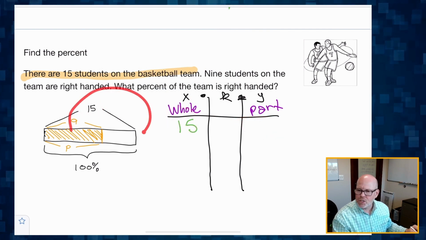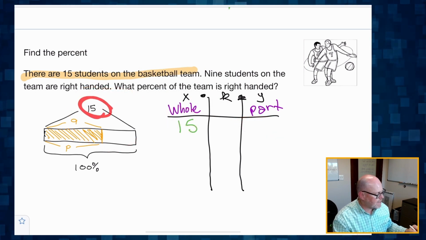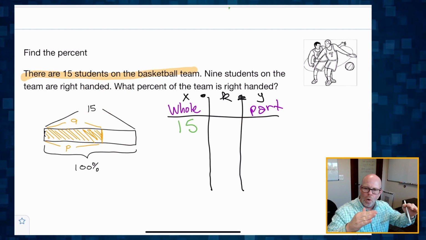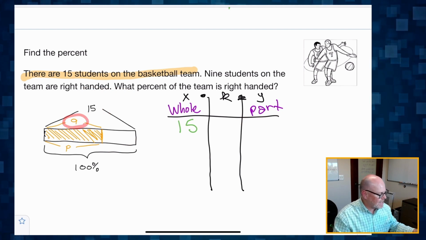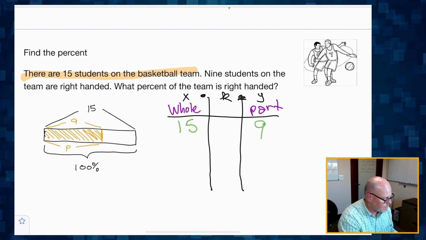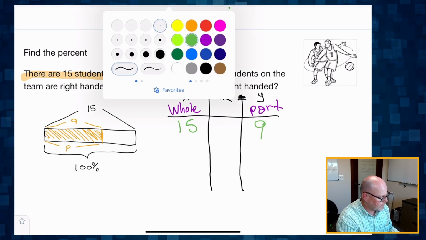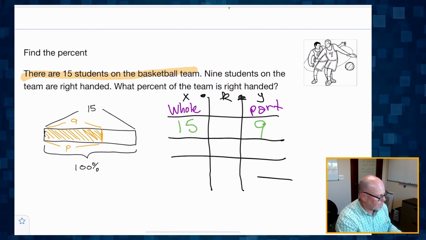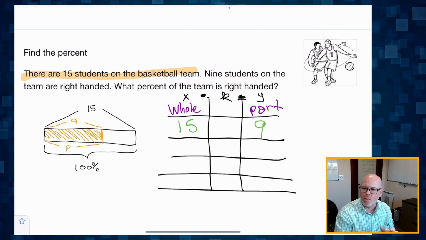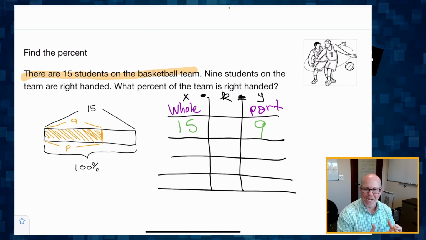So in our picture, if 15 is the whole, what is its associated part? It's the 9, right here. And then I'm going to create as many rows of equivalent ratios as I want. It doesn't matter how many I have.